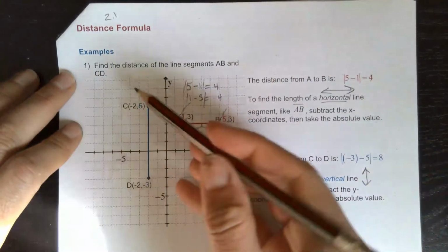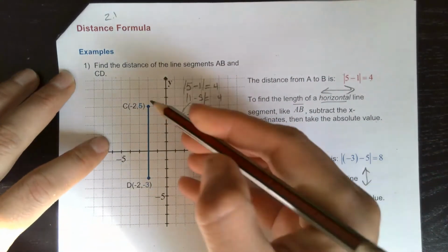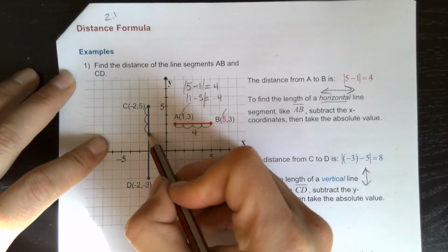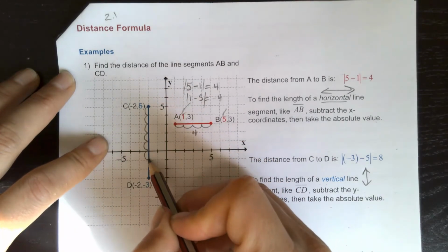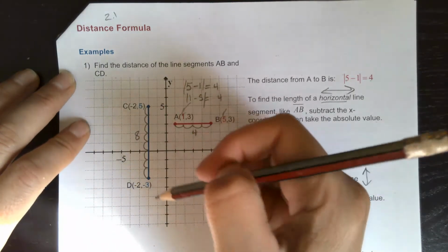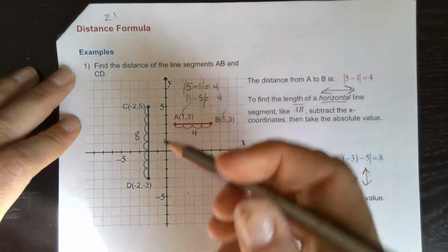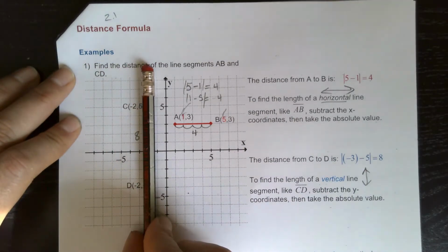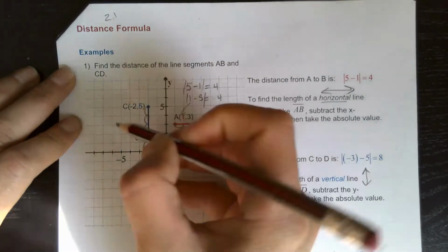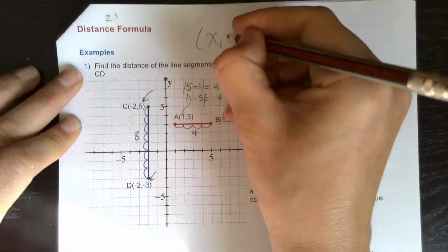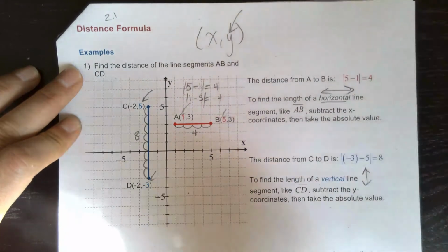So let's find the distance from C to D. So first we're just going to count the jumps. 1, 2, 3, 4, 5, 6, 7, 8. So the length or the distance between here and here is 8 units. Now if we wanted to use math, because this is the same as the y-axis, we're going to look at the y values. And if you remember, y always comes second.